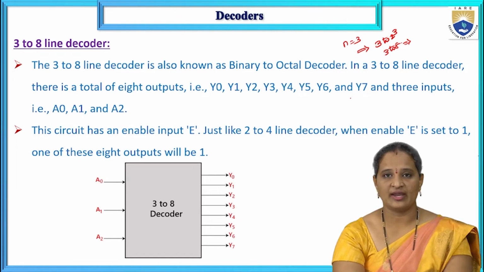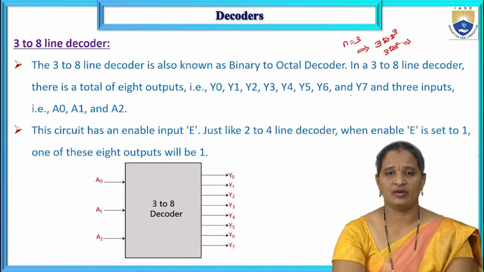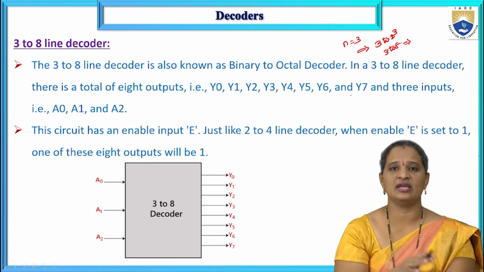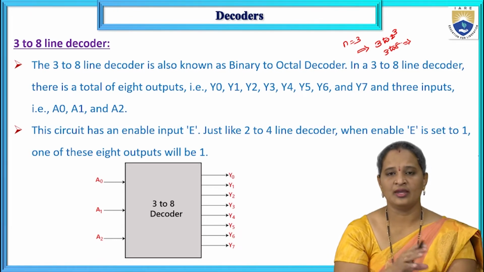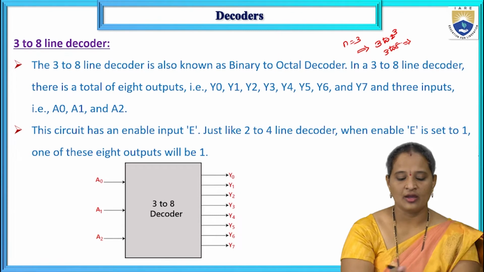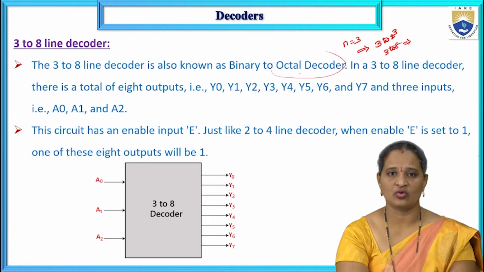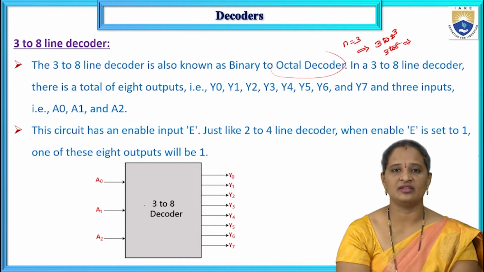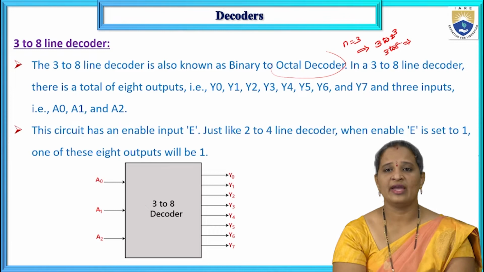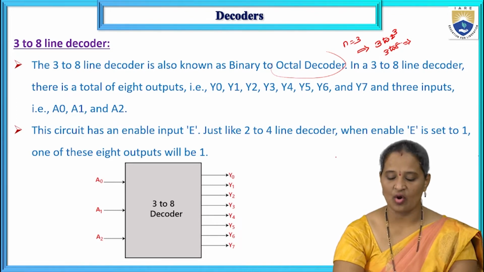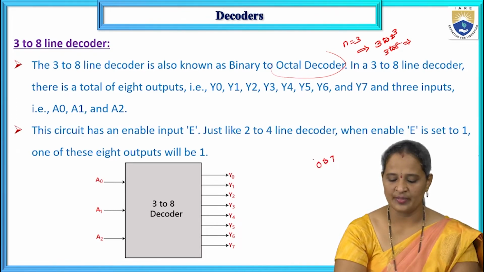As I told you, the decoder is converting given binary data into decimal data. So how many outputs do we have? We have only 8 outputs. So that is why we can say that it is converting a given 3-bit binary data into its equivalent octal data, where the octal symbols are 0 to 7.